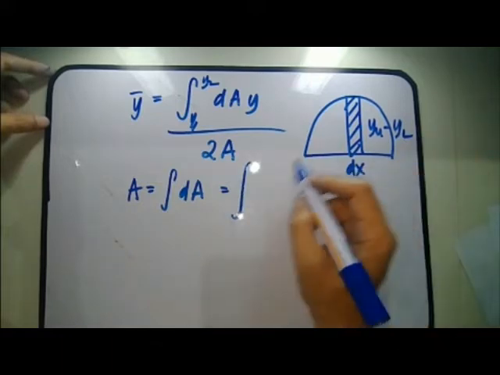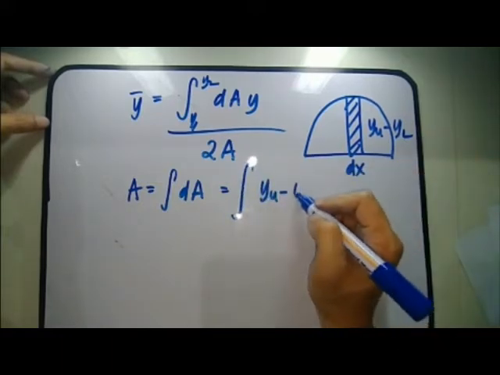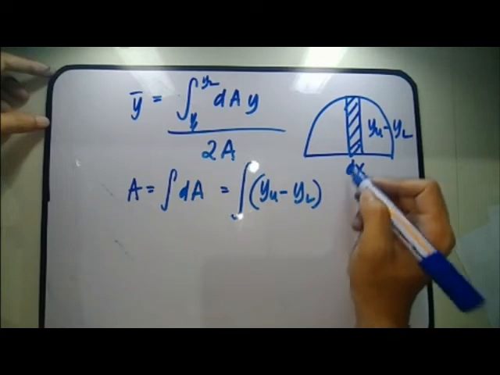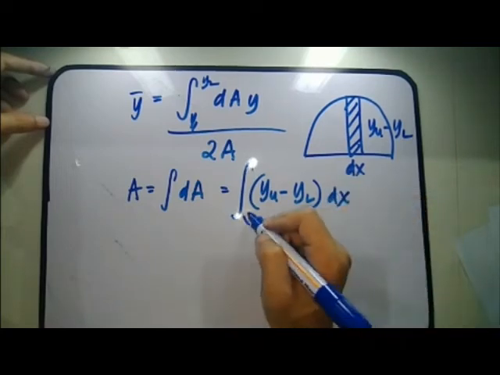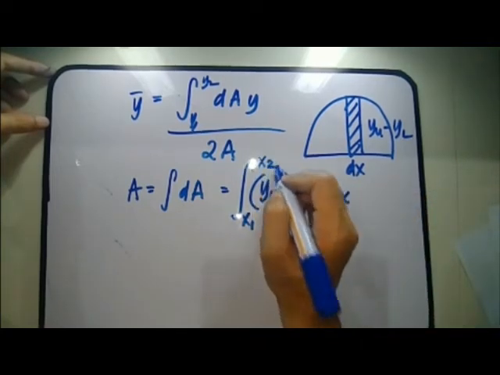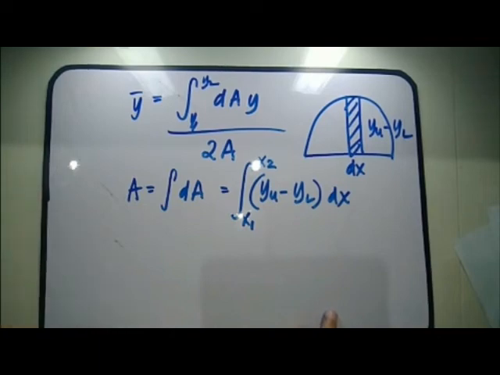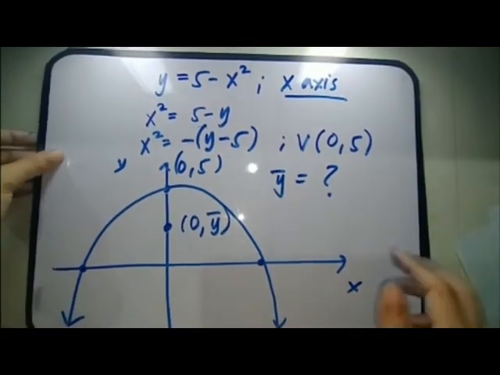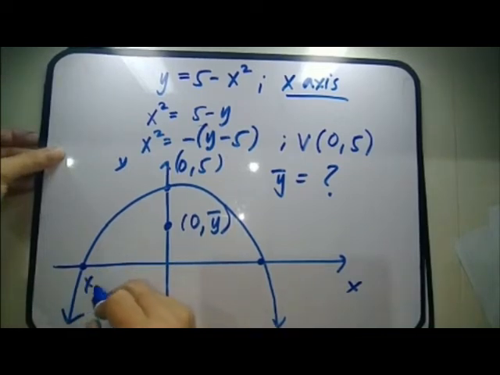Y upper minus y lower, differential of x. So, ang limit natin guys, since we are dealing with vertical rectangular strip, dun tayo sa x. So, x1 to x2. So, what is the limit? The limit is at y equals 0. So, we just substitute in the parabola. What is the value for x if y is 0?